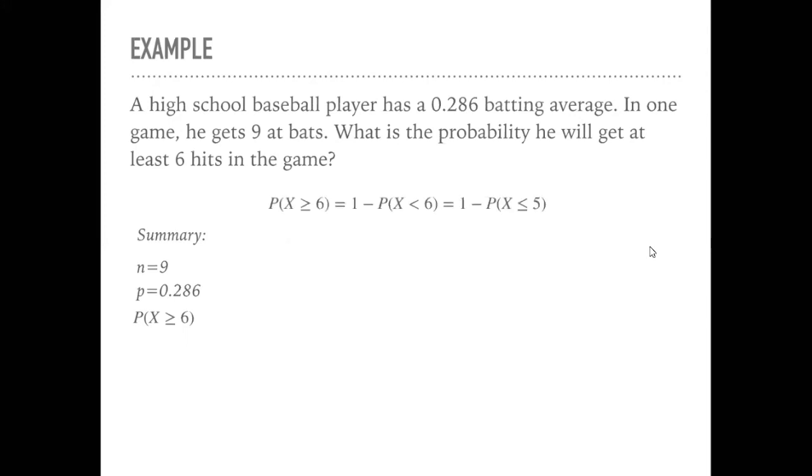So that means on our calculator, we are going to be doing 1 minus binom CDF, 9, 0.286, and then 5. So plugging everything in, we end up with the probability of at least 6 hits in the game would be 0.020. And this is one that was kind of a tricky one to round, so do make sure that you take note of what your calculator is showing you and how that does round to 0.020.